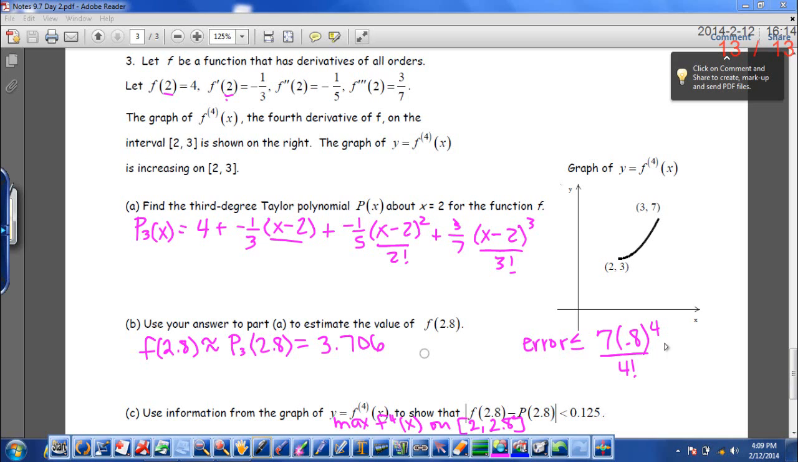All right, well, if you type this into your calculator, you get 0.119. So that is less than 0.125. And that's all it was asking you to show. And this is just another way that they ask about error, is show that your error is smaller than some number. Whatever number they give you right here is going to be just a little bit bigger than what your error is.